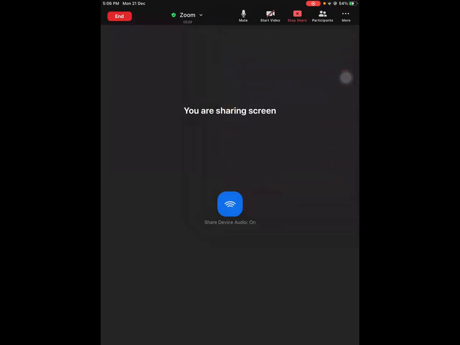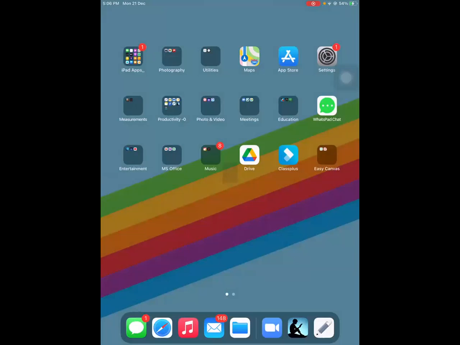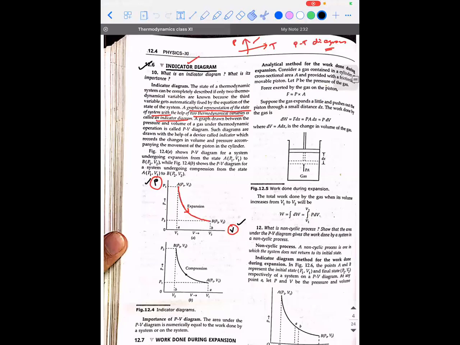Okay. So we'll get started. So I explained what an indicator diagram is. It is a graphical representation of the state of a system with the help of two thermodynamic variables, which is called an indicator diagram, right? It can be between any two parameters, like pressure and volume, temperature and volume, or pressure and temperature. It can be between anything.